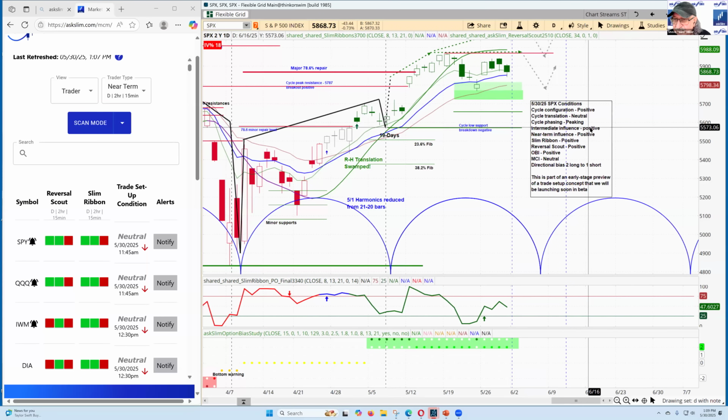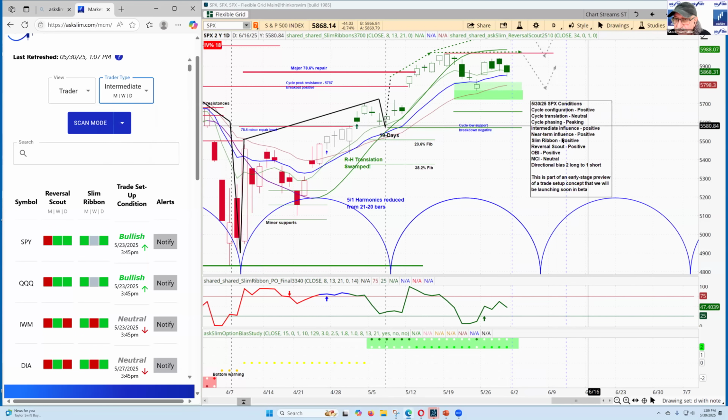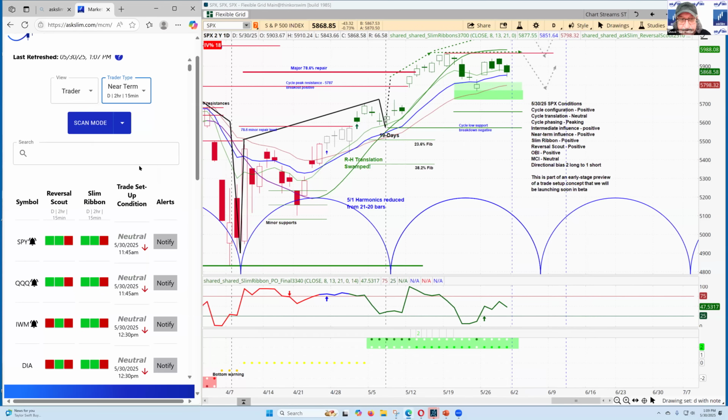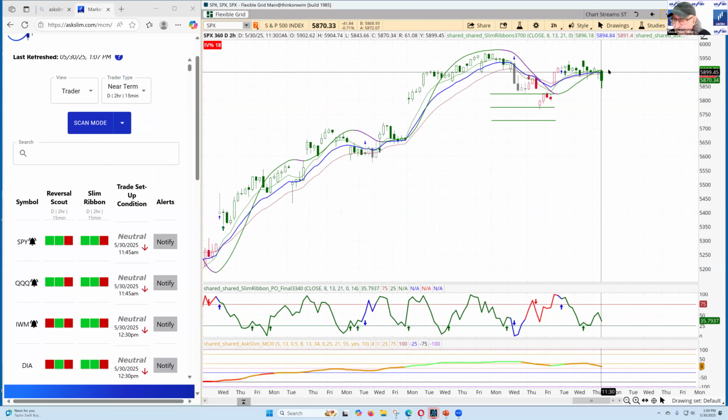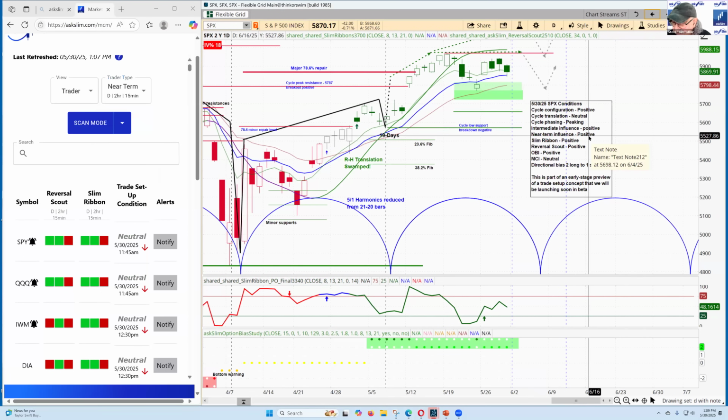What is the intermediate influence? Well, we know that the intermediate influence is positive when you look at that. The near-term influence. Well, if I go to the near term right over here, it is neutral right now. But if I go to the intraday chart, these are still positive there. So I have a hard time making any case for this being anything other than still a positive influence, though maybe slightly positive now, or maybe just starting to give that up to neutral. The slim ribbon, positive when I look at that. The reversal scout, positive, just starting to roll over.